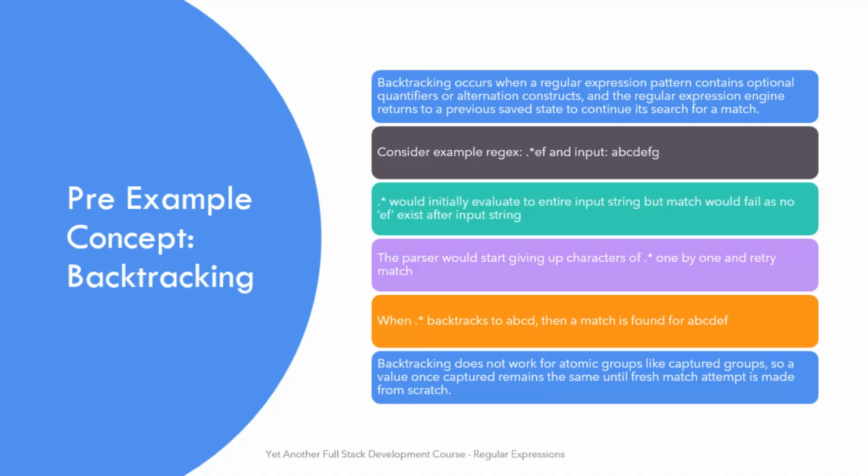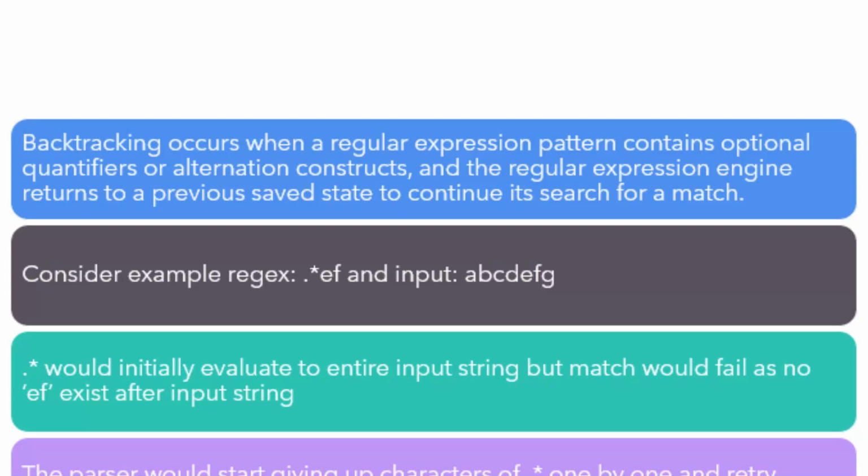Please do watch attentively, as this is one of the most important concepts of regular expressions. Backtracking occurs when a regular expression contains optional quantifiers or alternative constructs, which are the formal terms for our star, plus, dot star, etc., and alternatives using pipe symbols, for example, A pipe B, respectively.